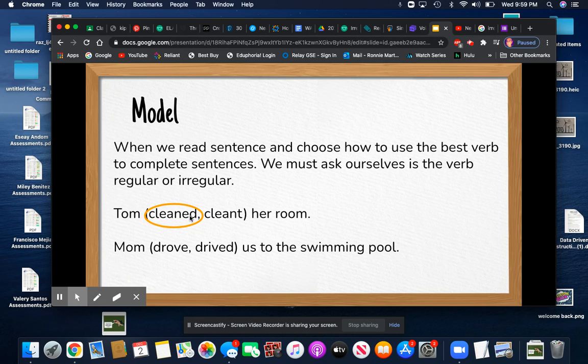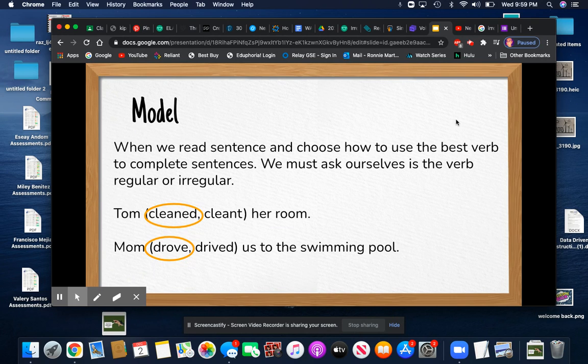Let's look at the next one. Mom drove or mom drived us to the swimming pool. Now, does drived sound right? No. The regular verb is drive, right? But I can't add ed to drive. I have to change it. So that must mean that it's an irregular verb. And the correct word to use is drove. I don't say drived for this part, right?